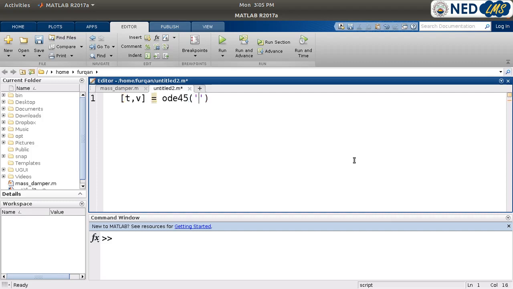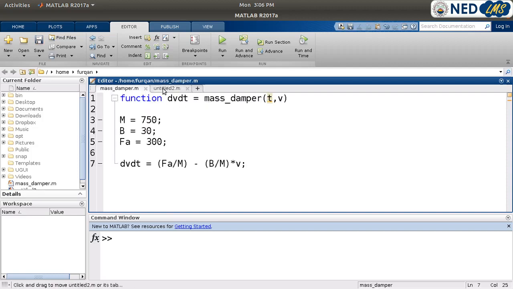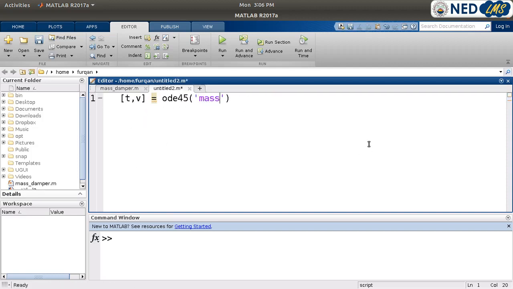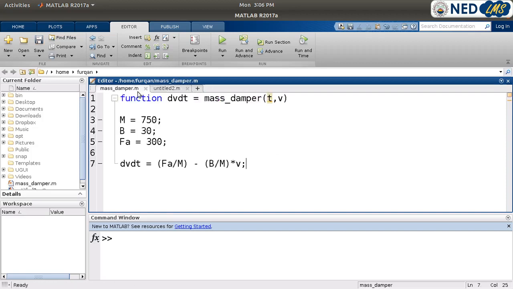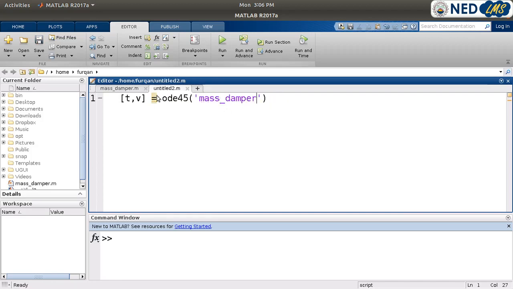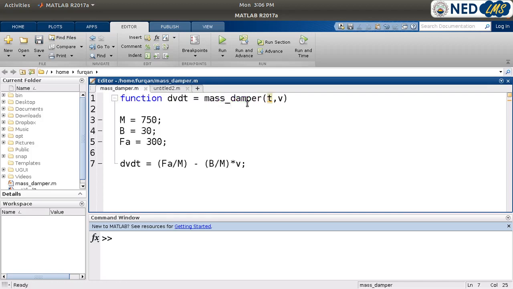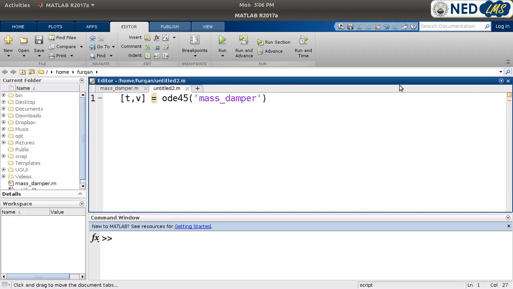We will write the name of ODE fun, which in our case is mass_damper. You have to strictly follow the name of the function here. I have written it just like I defined it, mass underscore damper, and the name of the file which we have saved is also mass underscore damper dot m. So you have to keep it in your mind.